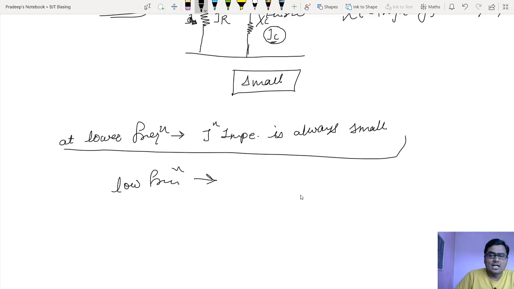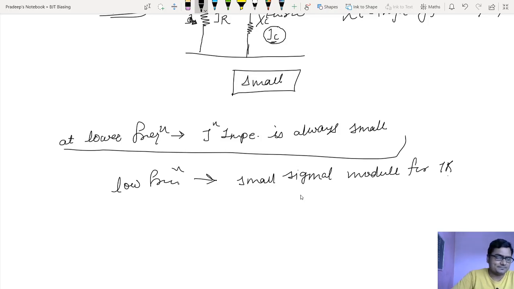And that's why at low frequencies we refer to it as a small signal model for a transistor. We call it the small signal model for a transistor. That's the only reason.